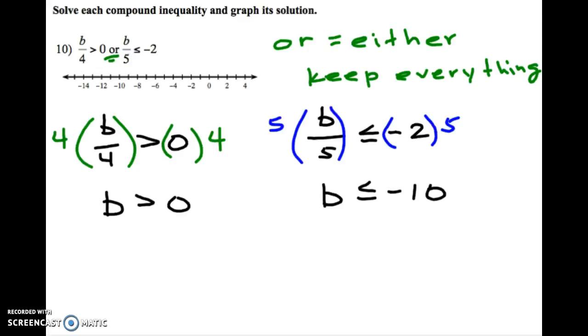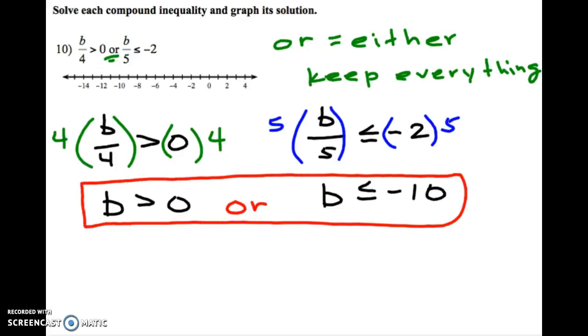As far as the graph goes, we got b is greater than 0 on the left, so we should have an open circle, and we should be going to the right. B is less than or equal to negative 10. We got the equal to sign, so closed circle. Less than or equal means we're going to the left. Some people refer to these as whiskers because we're keeping everything. They kind of go outwards.